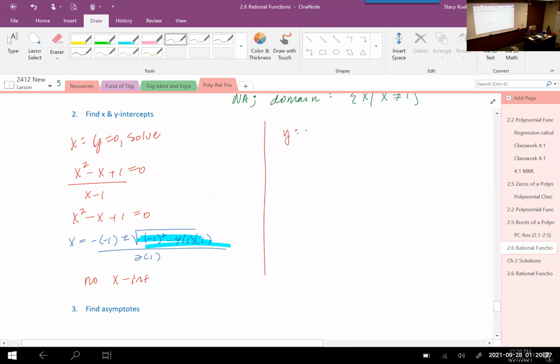Now, that's the x-intercept, right? For the y-intercept, we're going to let x be equal to 0 and solve. So I would have 1 over -1, which would be -1. So I have a y-intercept occurring at (0, -1).